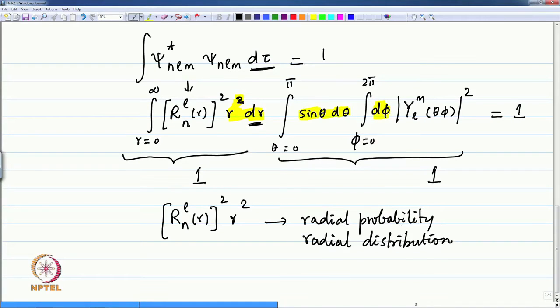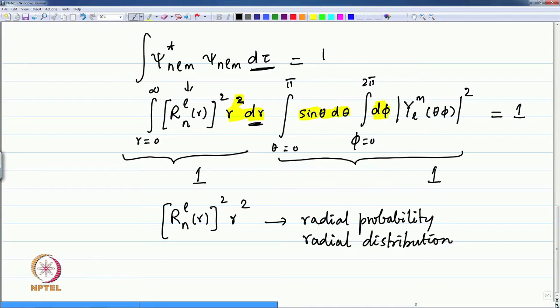Therefore, you see the radial probability in the case of the hydrogen atom is not just the R n l squared, but it is multiplied by the r square, and that is important to remember. It is not just the square of the function.